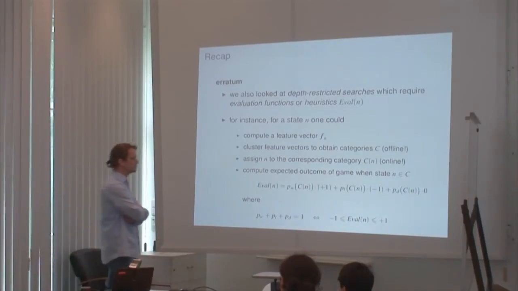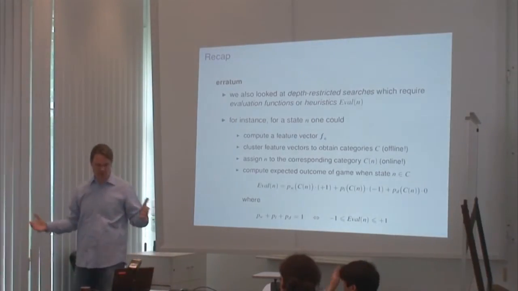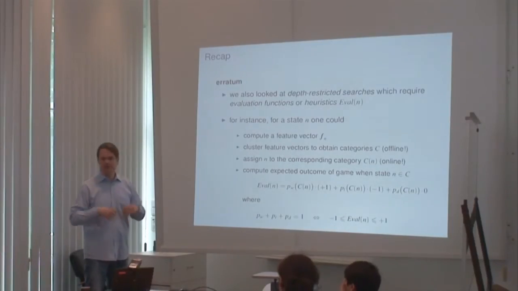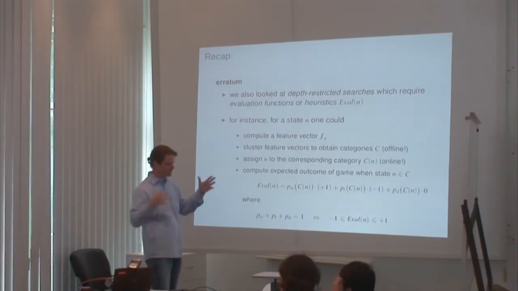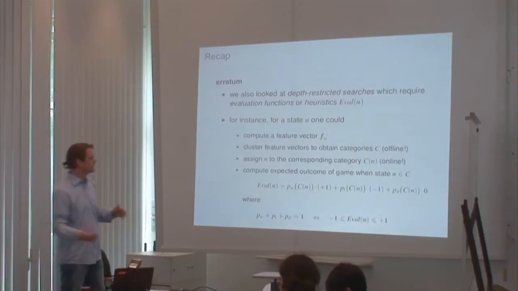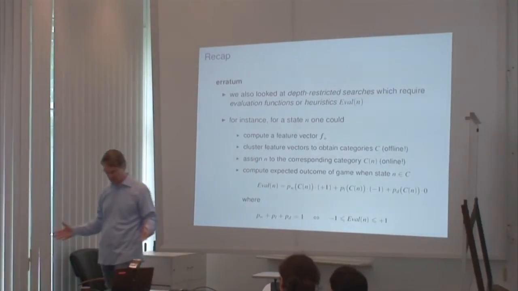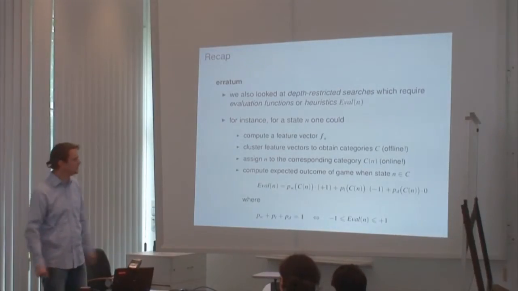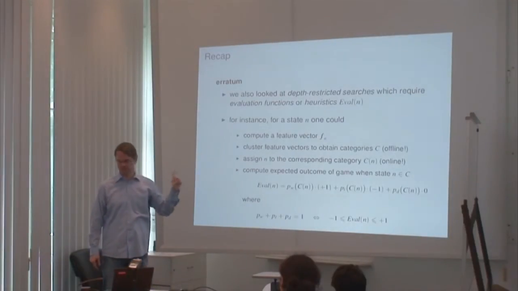But basically, we could say that if we are given a lot of feature vectors for many different game states, we can cluster them, which would provide us with, say, categories or clusters. Let's call them C. Once we have determined clusters of feature vectors of game states, we can then assign an arbitrary game state n, which we encounter during our exploration of the game tree while playing a game, to one of the clusters we have determined previously.